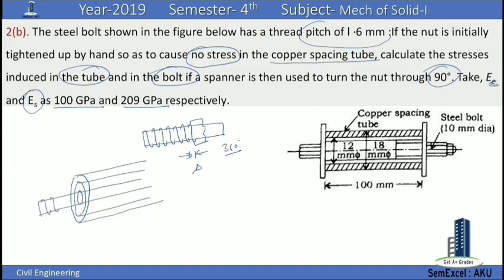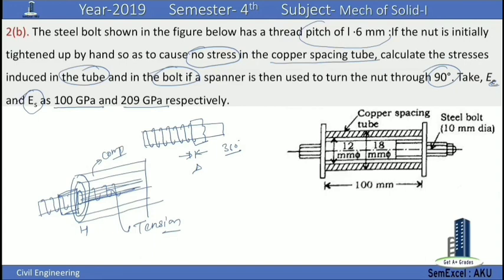This rod is nothing but our bolt, right? If we tighten the nut, this one, this is the nut, then that nut will move by some amount. That will be known as the pitch. And if you tighten the nut, then that bolt will be in tension and the tube will be in compression.